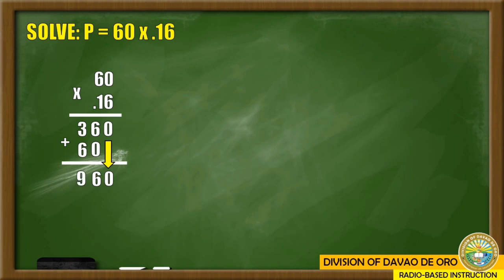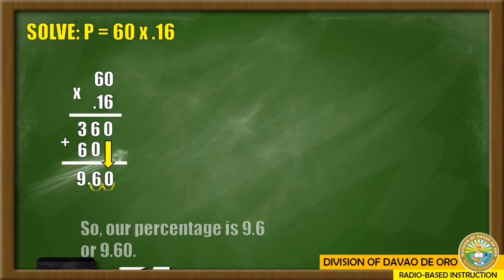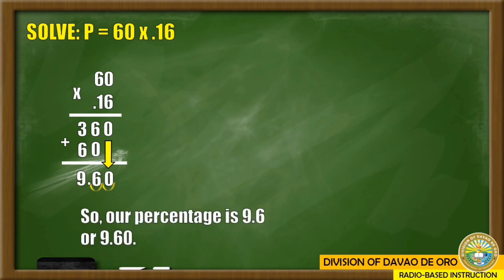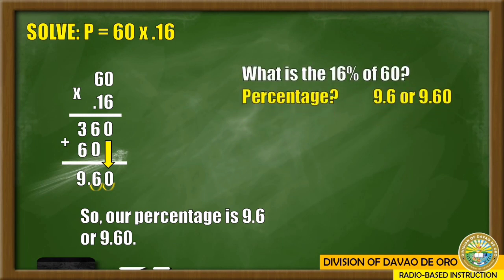Then we have 2 decimal places. So we will move the decimal point 2 places from the right to the left in our answer. So it will happen like that. So our decimal point will be put in the middle of 9 and 6. So our percentage is 9.6 or 9.60. Understood? Good job.